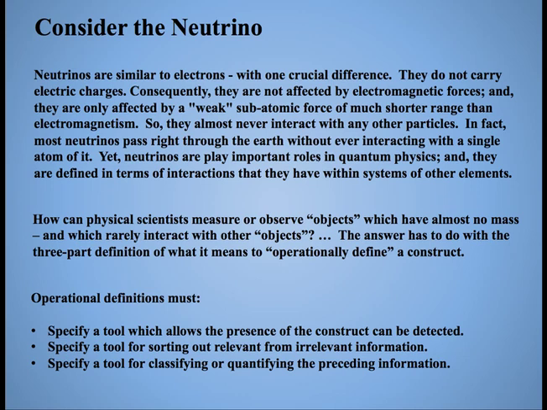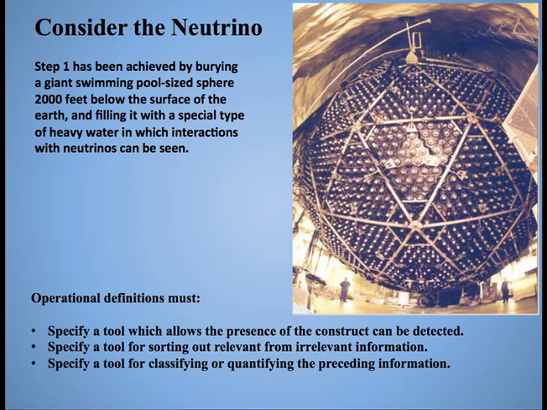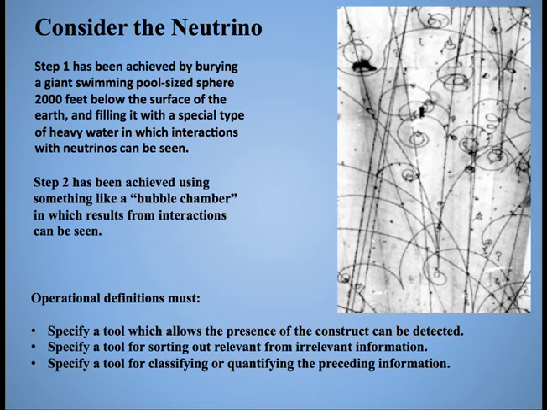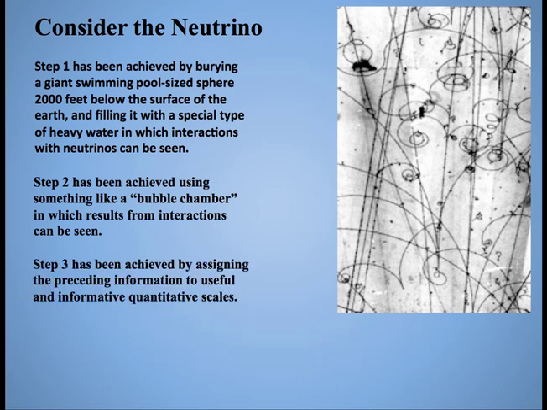In the case of a neutrino, step 1 has been achieved by burying a giant swimming pool-sized sphere 2,000 feet below the surface of the Earth, and filling it with a special type of heavy water in which interactions with neutrinos can be seen. Step 2 has been achieved using something like a bubble chamber in which results from interactions can be seen. Step 3 has been achieved by assigning the preceding information to useful and informative quantitative scales.